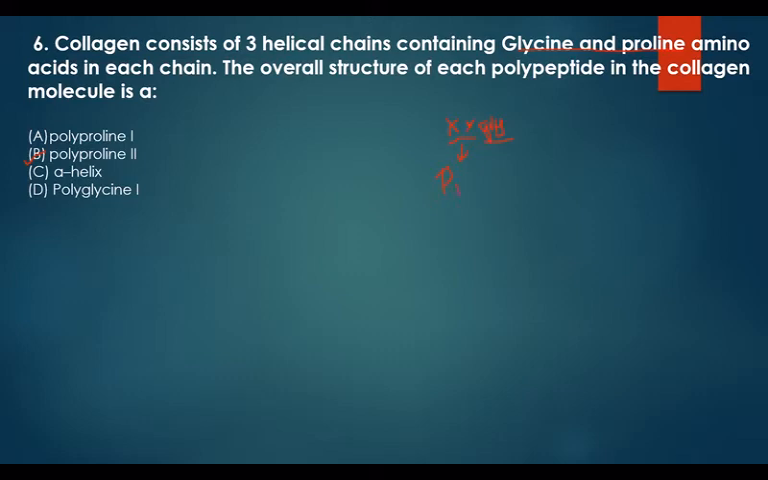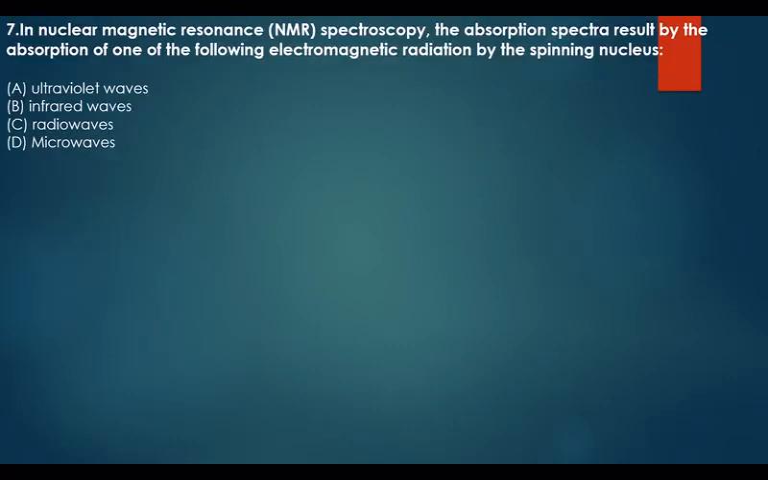Okay. Next is, in NMR spectroscopy, the absorption spectra result by the absorption of one of the following electromagnetic radiation by spinning of nucleus. For this we have to know about NMR. NMR focuses on only the nucleus and not the electrons. So the nucleus will be spinned and electromagnetic radiation will be exposed. So the EMR produced by that particle is measured by NMR. So what EMR is produced? The options are given: UV, infrared, radio waves and microwaves. The answer is radio wave.